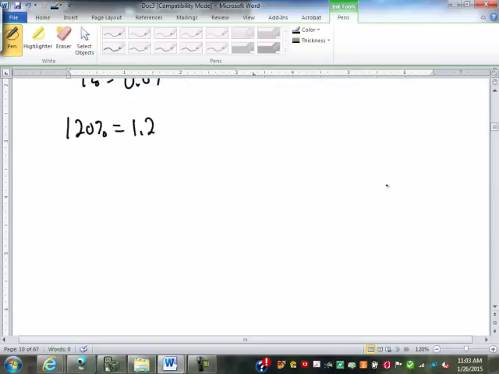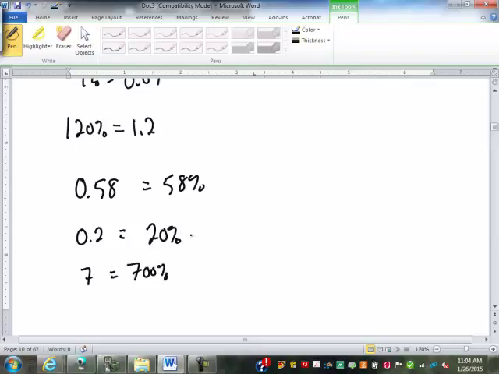Perfect. Going the other way from a decimal into a percent, of course, we're just moving the decimal point back. So 0.58 becomes what as a percent? 58%. 0.2? 20%. 7? 700%. Good. 4.1. 410%. 0.065. 6.5%.